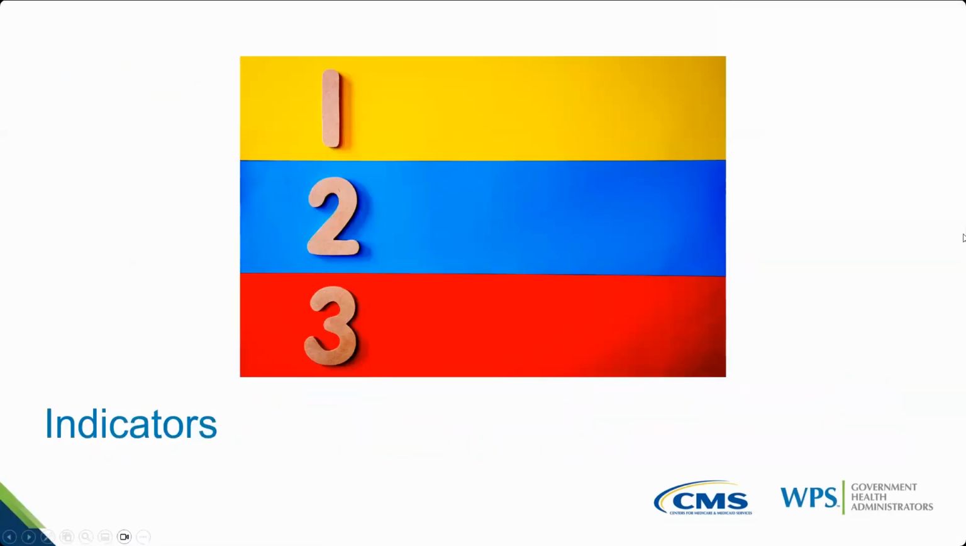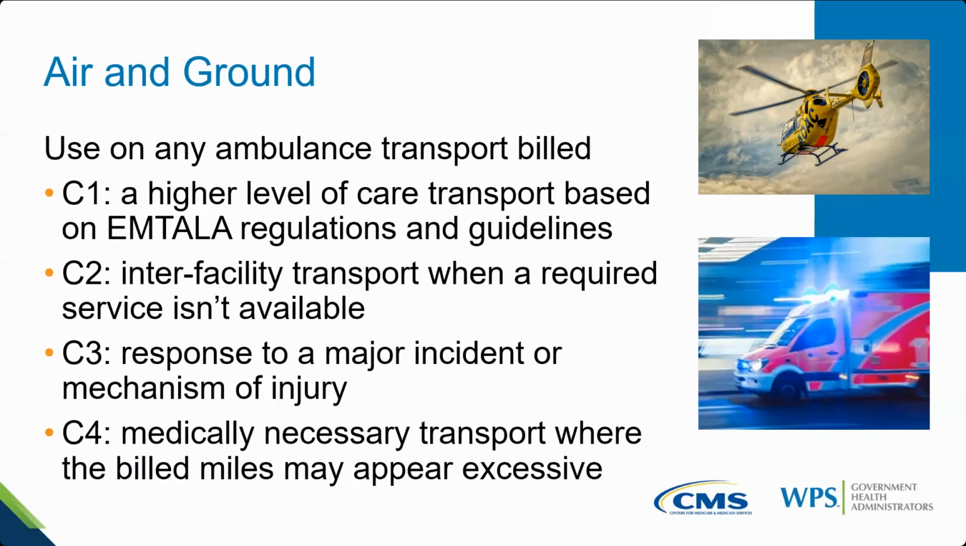The next questions that came up are the actual indicators and which ones are air, which ones are ground, and which ones are air and ground. So let's go ahead and take a look at that information next. I chose universal indicators, and these are air and ground, and any ambulance transport can use these. I'll talk more about where they go in the bill in just a little while.